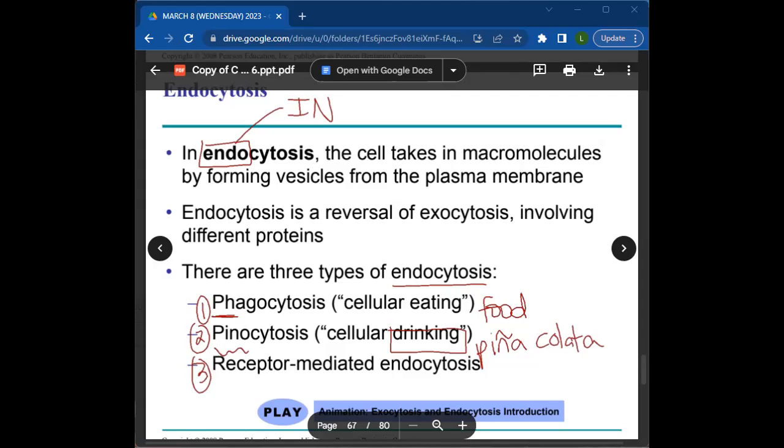So for phagocytosis, you can try to remember that the PH in phago sounds like the F sound in food. And so basically phagocytosis is cell eating. Then for pinocytosis, I try to remember that it sounds a little bit like a piña colada, the drink. And that's how I remember that it's cell drinking. Okay. And then lastly, receptor-mediated endocytosis. It sounds complicated, but it really actually is not.